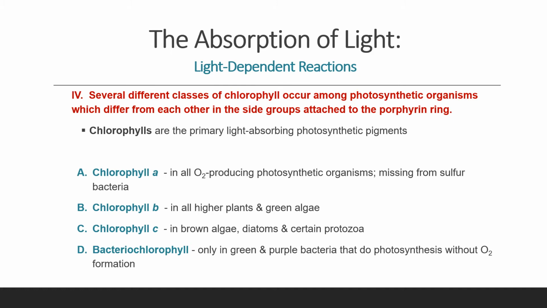We also have chlorophyll B. These are found in all higher plants and green algae. And then chlorophyll C, they are usually found in brown algae, diatoms, and certain protozoa. And then we have the bacteriochlorophyll, which are only found in green and purple bacteria that do photosynthesize without oxygen formation. So those are the different types of chlorophyll.